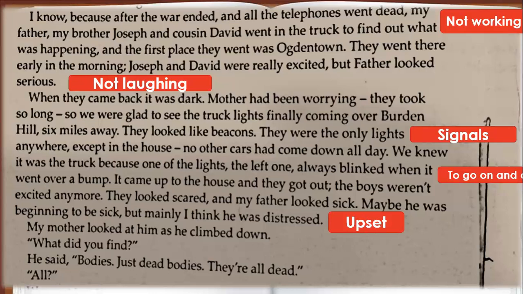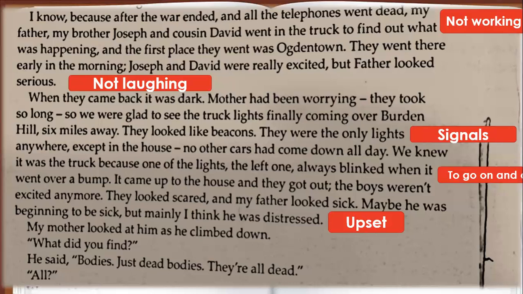The boys weren't excited anymore. They looked scared. And my father looked sick. Maybe he was beginning to be sick, but mainly I think he was distressed. My mother looked at him as he climbed down. What did you find? He said, bodies, just dead bodies. They're all dead. All?